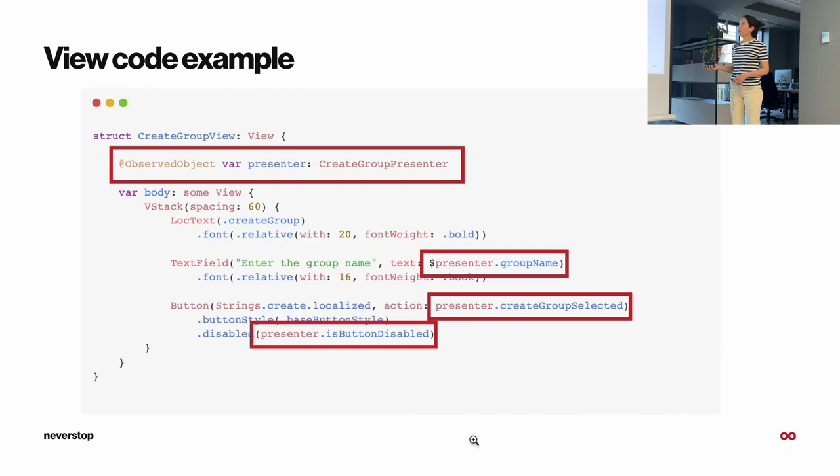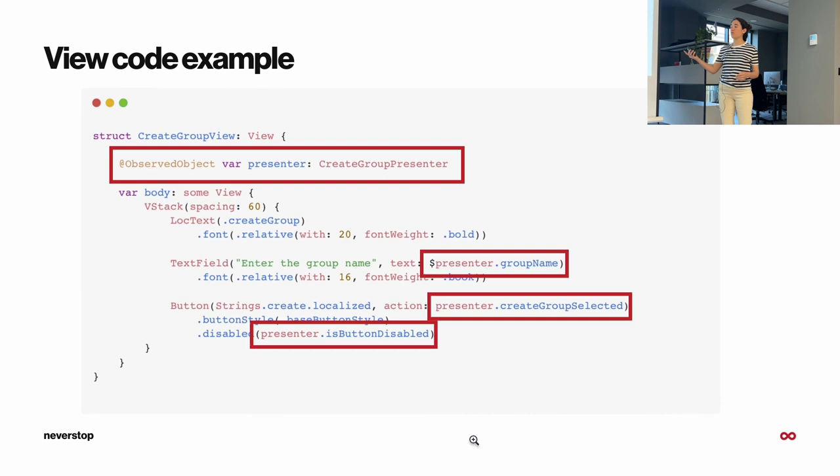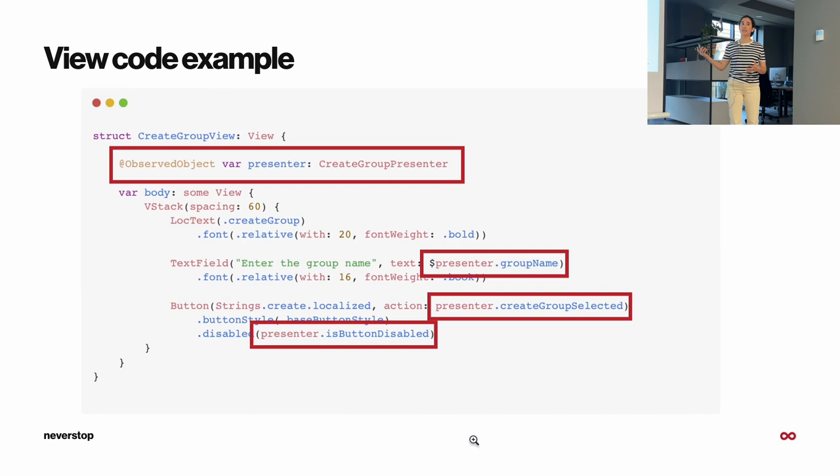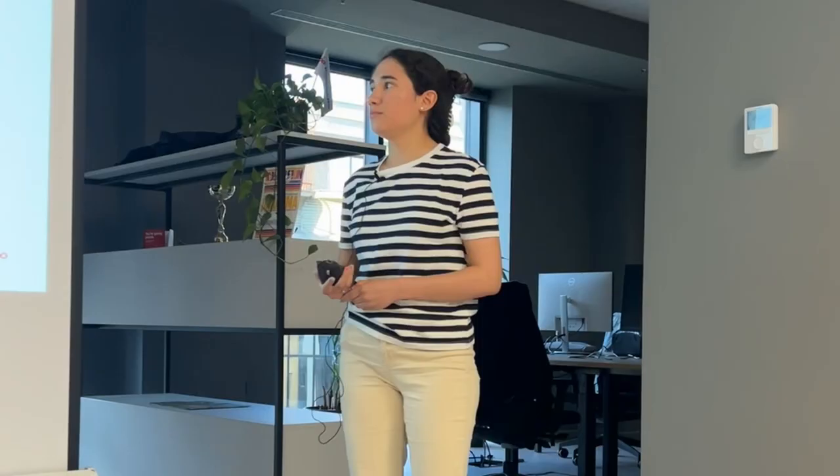In the view, we have the reference to the presenter that's wrapped with observed object. Through this reference, we can access all of the properties and the methods in the presenter. As you can see, next to the published property, we actually have a dollar sign. That's because we're binding here. We're binding the text of the text field to the presenter's published property group name. So what this code does, simply put, is whenever the user enters some text in the text field, the button either gets enabled or disabled.